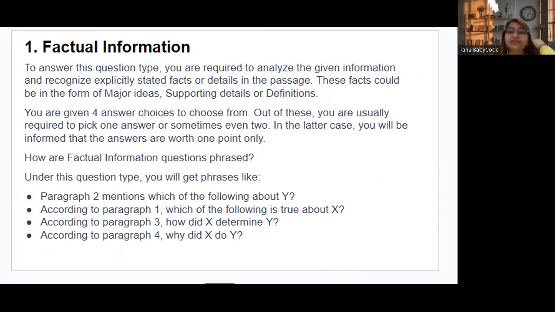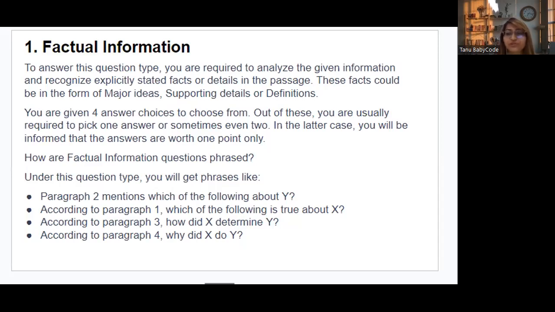Factual information questions basically require you to analyze the information and recognize the facts. These facts can be in the form of ideas, supporting details, or definitions. You are given 4 choices to choose from. You are usually required to pick 1, or sometimes even 2, right? You will be informed that the answers are worth 1 point only.